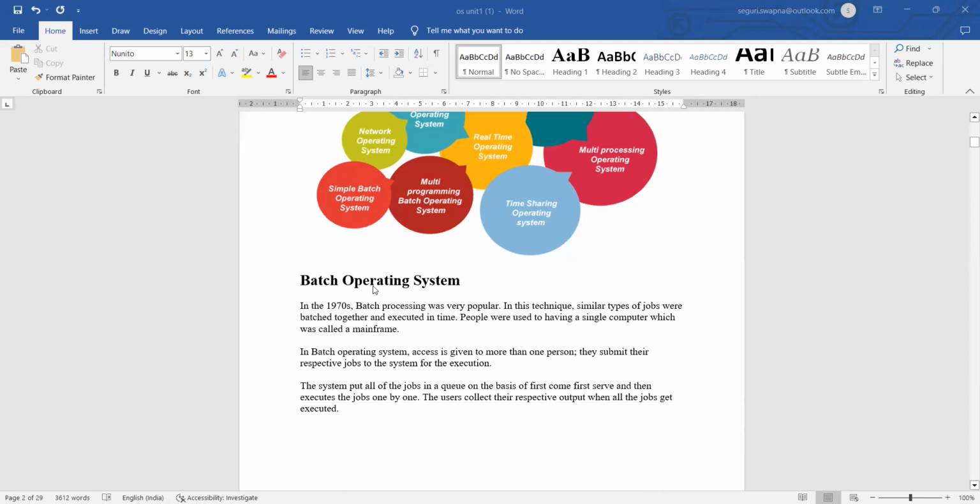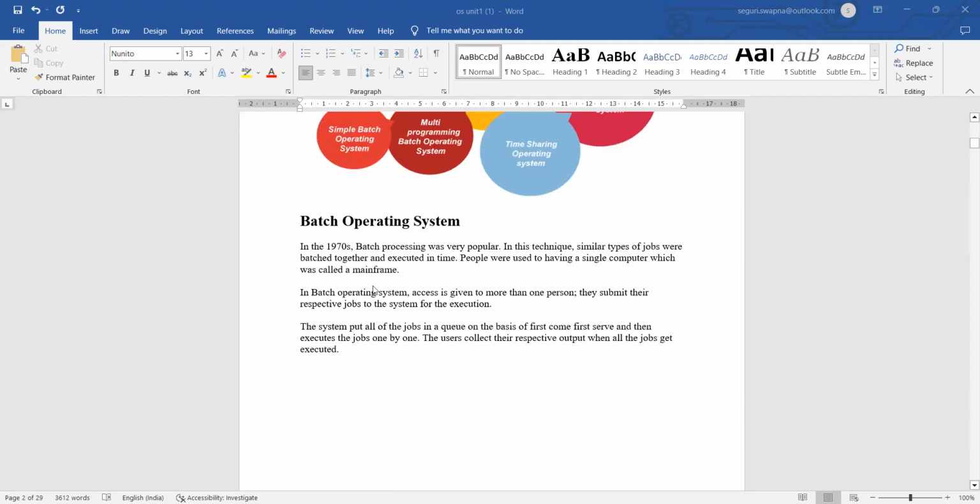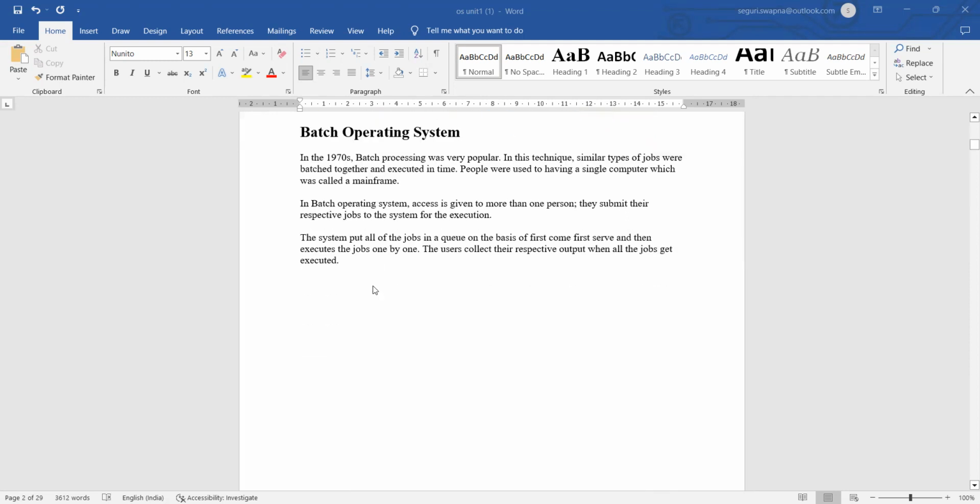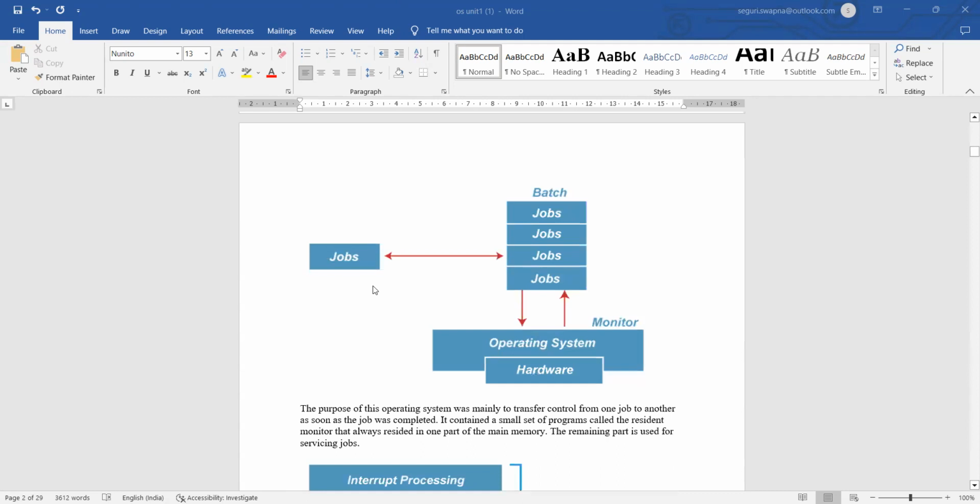First, coming to batch operating system. This batch operating system was implemented in the year 1970. These batch operating systems work in such a way that all the tasks which are to be performed by the operating system are stored in the form of a batch, like you can see here. And these jobs are transferred to the operating system. So in this batch operating system, all the jobs are stored and transferred to the operating system one after the other.